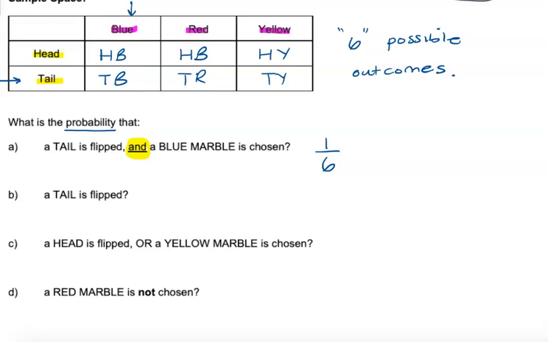In our second question, what is the probability that a tail is flipped? So this time we're going to consider all of the outcomes that involve a tail. So I'm going to circle these in red. So out of the 6 possible outcomes, 3 of them involve us flipping a tail on the coin.